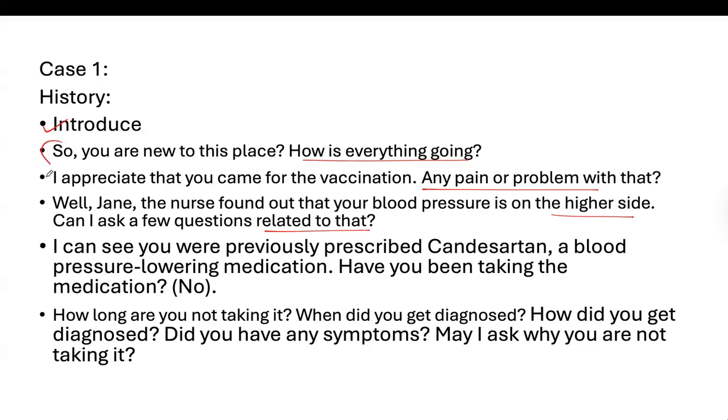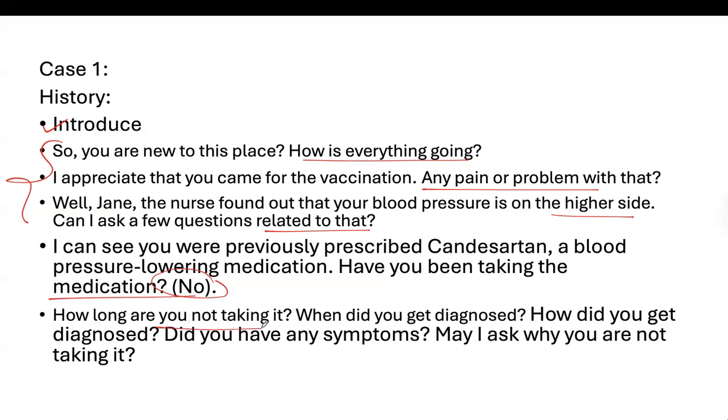Yes, doctor. See that initially we started with how is the moving? Are you enjoying the neighborhood? You had a vaccination. Are you okay? So do these things always. Make a rapport. After that, you can start asking questions about the blood pressure. So you can say, I can see you were previously prescribed a medication for high blood pressure, which is candesartan. Have you been taking the medication? No, doctor.